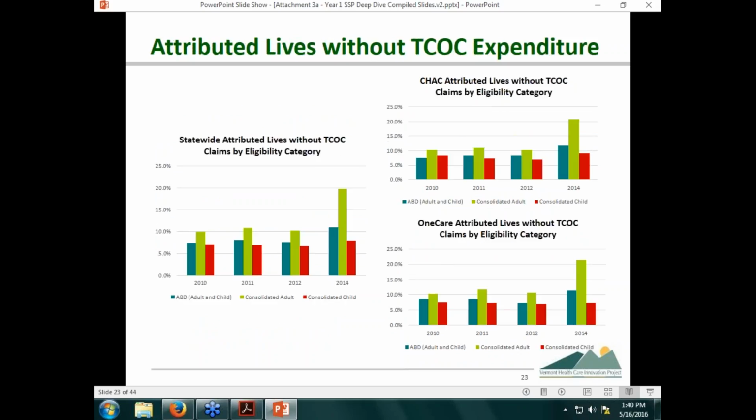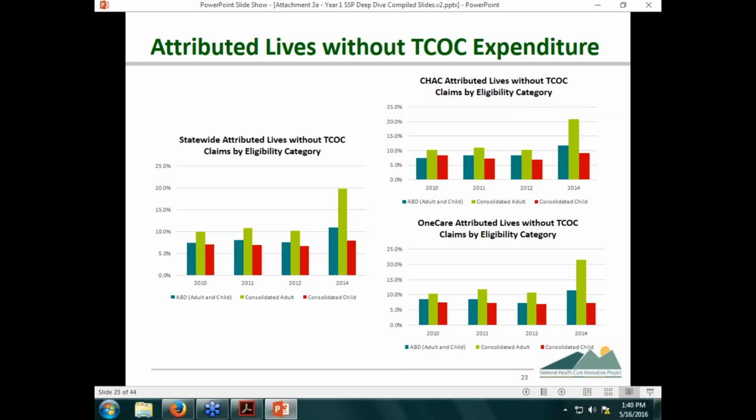And then that takes us to a related figure, which helps us look at individuals who had no expenditure in either the baseline years or the 2014 performance year by those three eligibility categories in the total cost of care suite of services. So basically, these are individuals who are, for the purposes of describing the program, not utilizing services. They might be utilizing services that are also offered by Medicaid that are outside that total cost of care, but for the purposes of this demonstration, we'll just say that they're non-users.